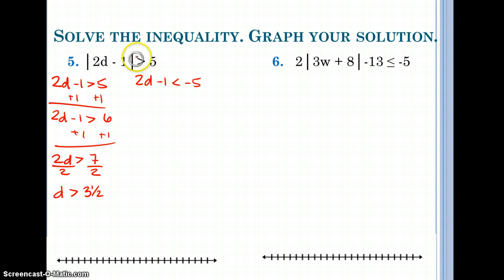I'm also noticing that this is a greater than symbol, so this is telling me that this is probably going to be an or. If you're not really sure about that, though, once you graph them and check to see where the arrows are going, it'll all become very clear to you. 2d is less than negative 4, divided by 2. Most of the time, sometimes they'll try to trick you, though, but I don't really think I would do that to you, so don't stress about that.